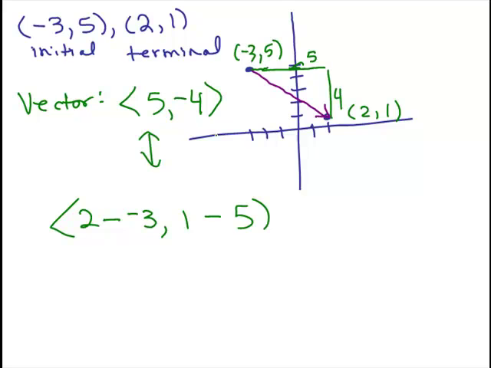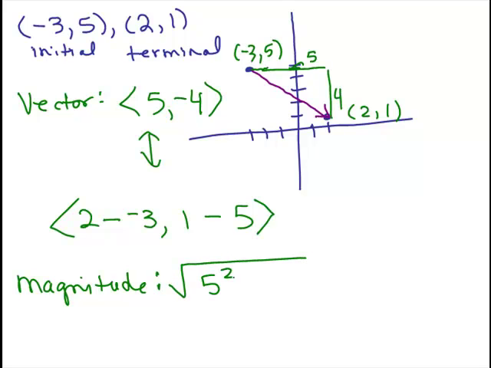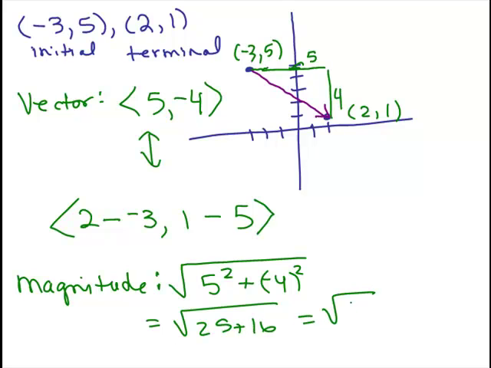All right. What about its magnitude? So we know it's 5, negative 4. So how do we get the magnitude? It's just the square root of what? 5 squared plus negative 4 squared, which is square root of 25 plus 16, or square root of 41. So the length of this purple vector here is square root of 41.